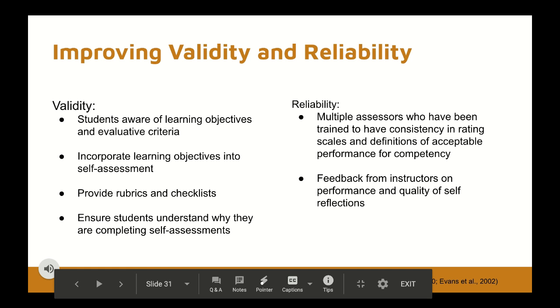We also want to ensure that students understand why they are completing self-assessments and see the value in thinking about their learning. To improve reliability and accuracy, we want to use multiple assessors who have been trained to have consistency in rating scales and who understand the definitions of acceptable performance. Feedback is a really big part of improving reliability. We want to provide students feedback not only on their performance, but on the quality of their self-reflections so that they can improve.